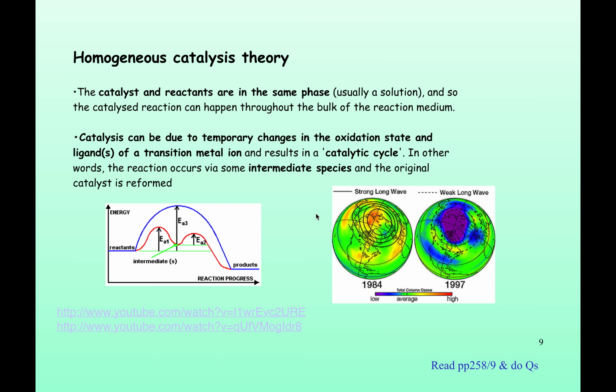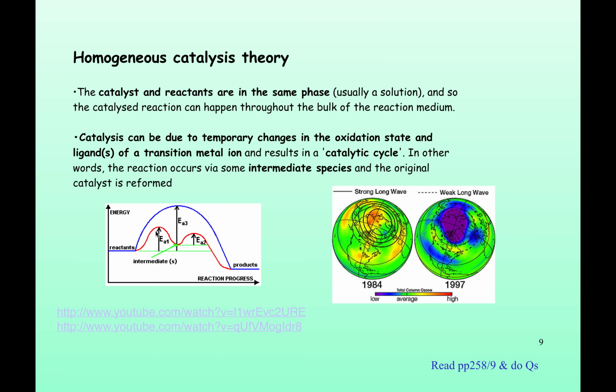Now, just a little look at this. This is potentially a homogeneous catalyst working. You've got the reactants and the products. The homogeneous catalyst can react with the reactants to produce this intermediate, and that intermediate reacts with more of the reactants to produce the products. Don't worry too much about it.